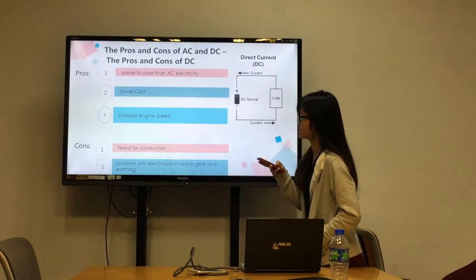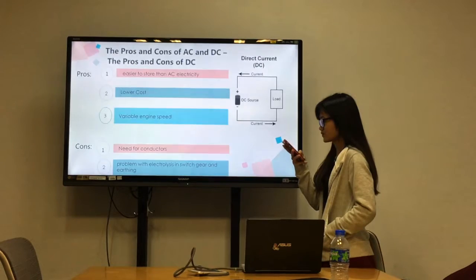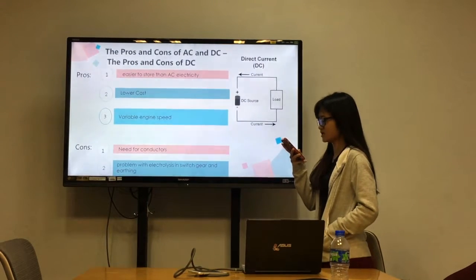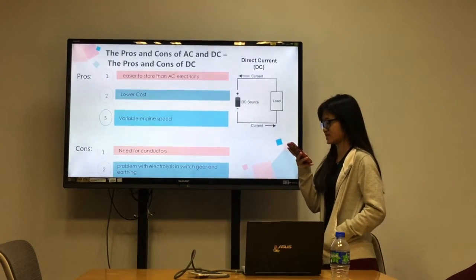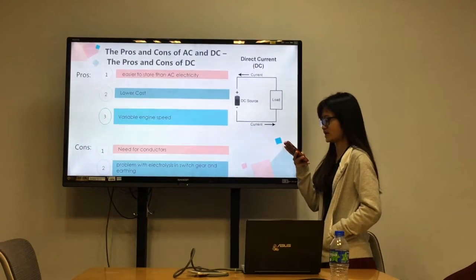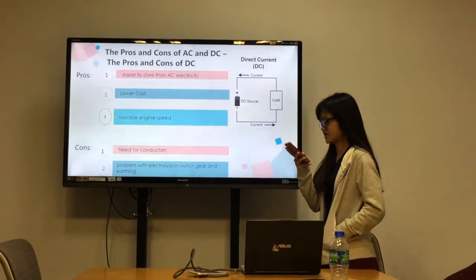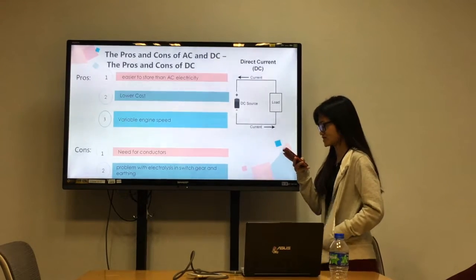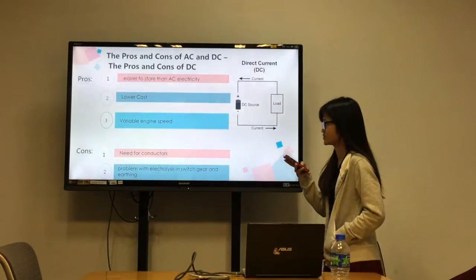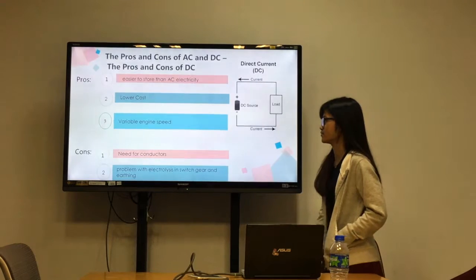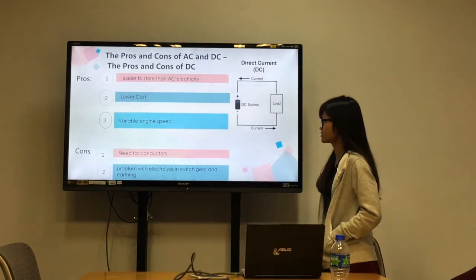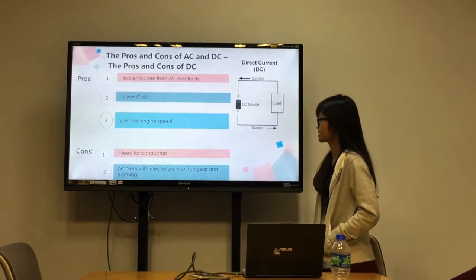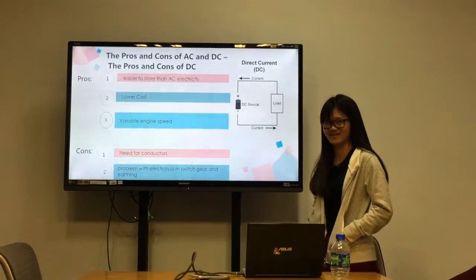To talk about the cons of DC, DC on the other hand cannot easily be converted from one voltage to another. It therefore requires much heavier and therefore more expensive conductors. And it also raises the problem with electrolysis.